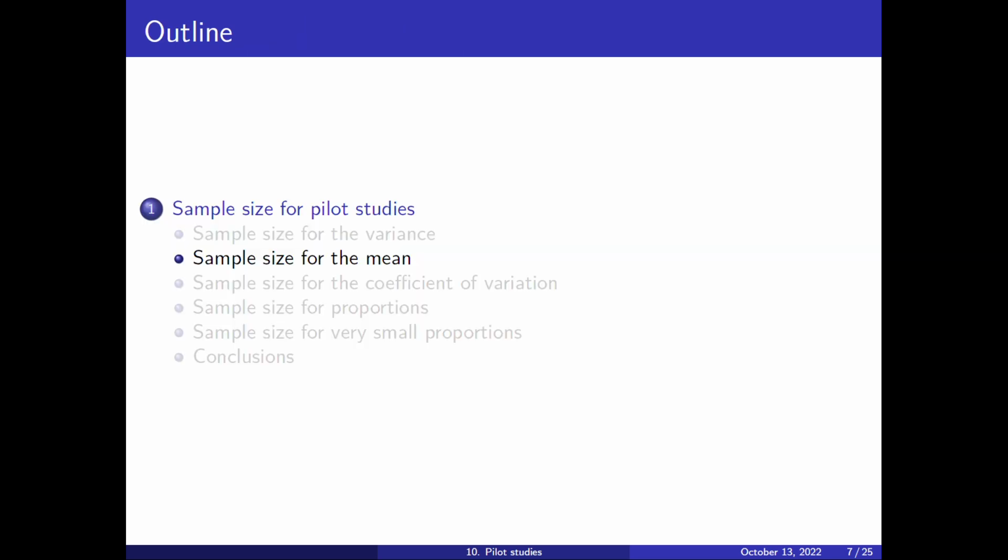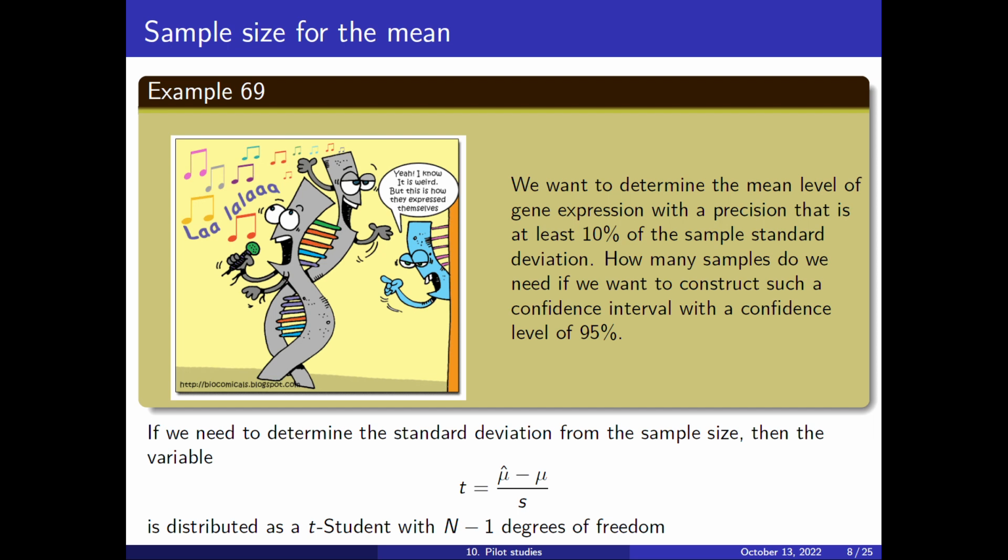Okay, so what about the mean? For the mean, you want again to determine the mean of this gene expression with a precision that is 10% of the sample standard deviation. So you need to start with something that you know. This is the sample mean, this is the true mean, and this is the sample standard deviation. And you know that this ratio is distributed as a t-student with n-1 degrees of freedom.